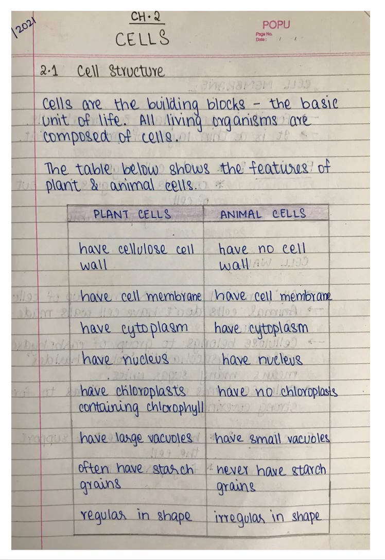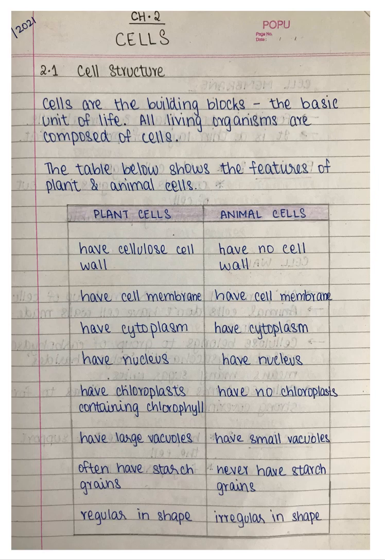Cells are the basic building blocks of life. All living organisms have cells. This table summarizes the differences between plant cells and animal cells. Plant cells have a cellulose cell wall, whereas animal cells do not have a cell wall. Plant cells have cell membranes and animal cells also have cell membranes. Plant cells have cytoplasm and so do animal cells.